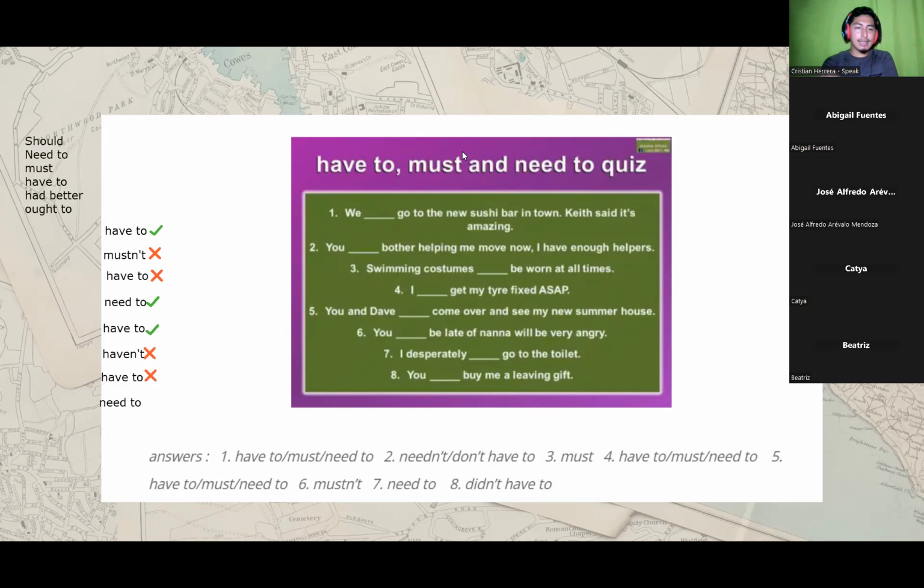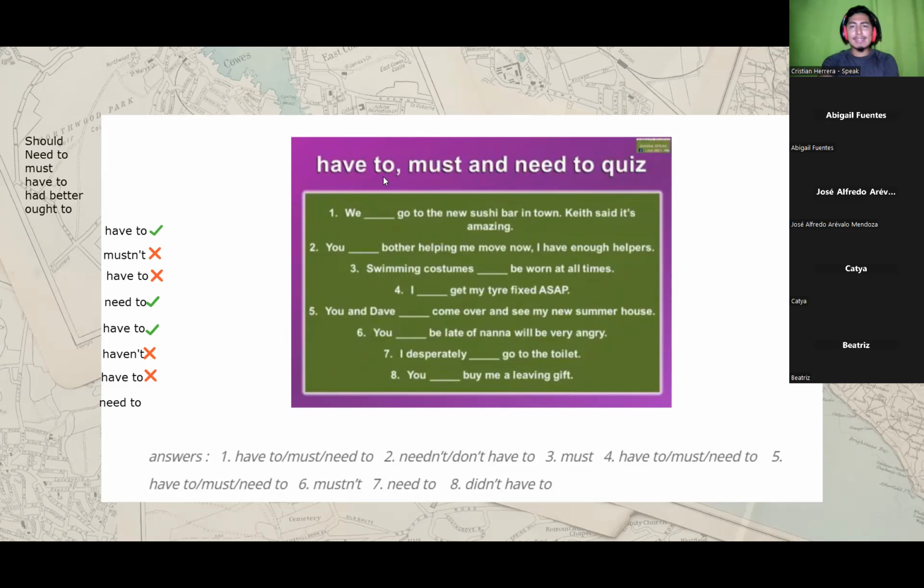And in the last answer, guys, well, I could say that need to would be possible, but in negative, not in affirmative, right? Because we are talking about a leaving gift. So I gave a gift to someone that is going away, okay? So in that case, it's not necessary to give a gift like that, okay?